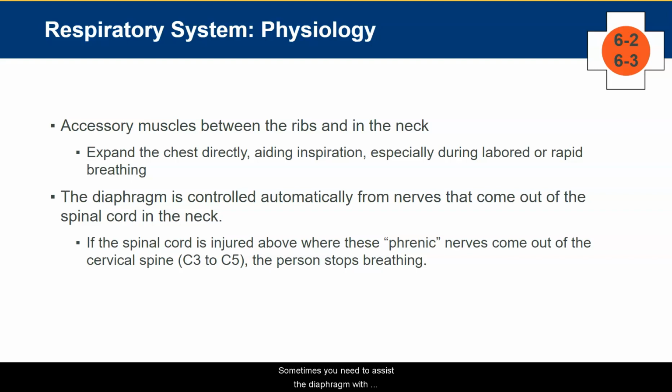Sometimes you need to assist the diaphragm with accessory muscles, the muscles between the ribs, and so you can further expand your rib cage by activating those accessory muscles and providing support for inhalation. Now, the diaphragm is controlled automatically from nerves in the spinal cord, and those are going to be between C3 and C5, very much near the top of the neck.